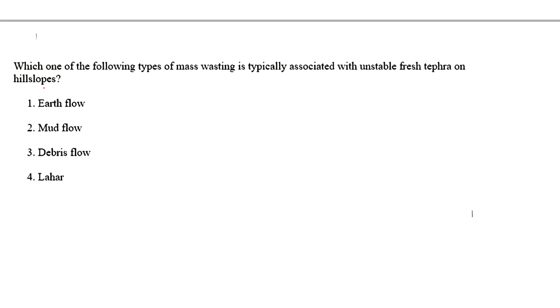So this is our next question. Which one of the following types of mass wasting is typically associated with unstable fresh tephra on a hill slope? This single word is very important. It will tell us the answer. If you know the meaning of tephra, you can answer directly.